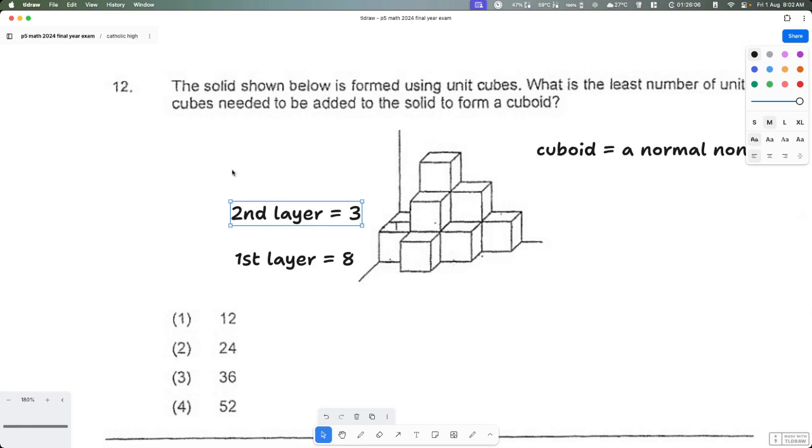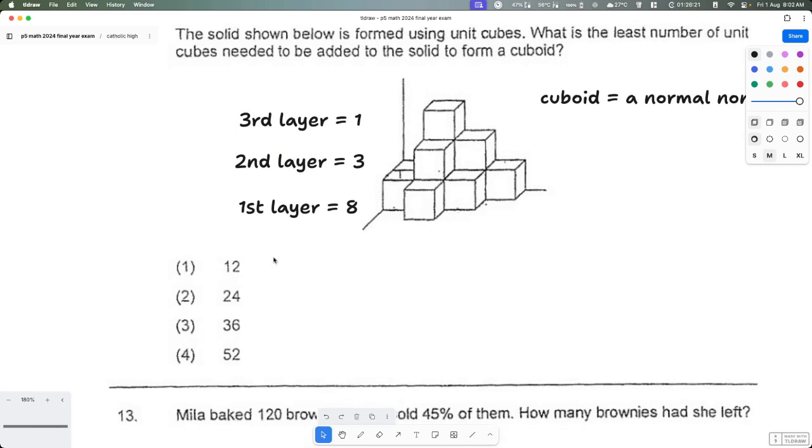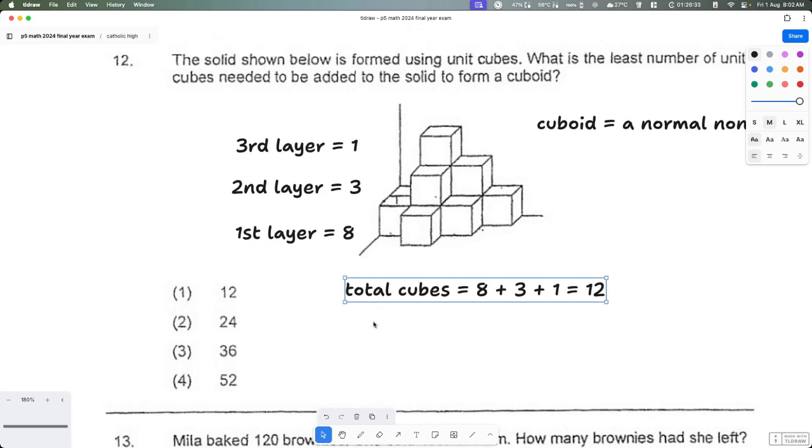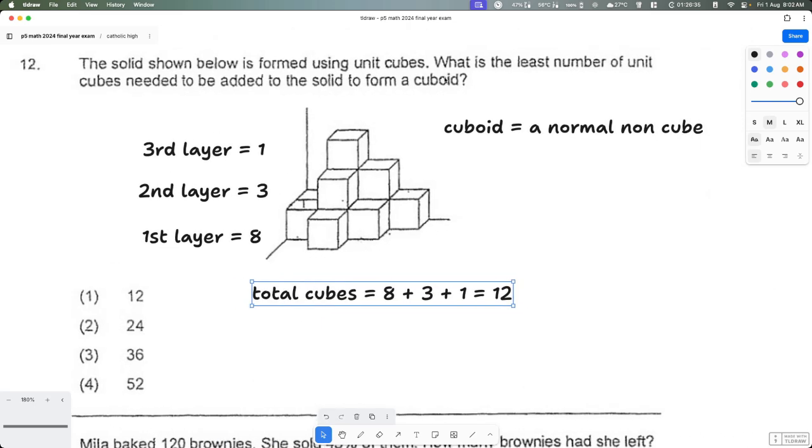And then the third layer is 1. That's what you see over here. So we're going to put this layer as 1. It's a bit hard to draw the layers themselves, but okay, doesn't matter. So total cubes is equal to 8 plus 3 plus 1, equal to 12. Okay, so from here we know that there are 12 cubes, but we need to form a cuboid.